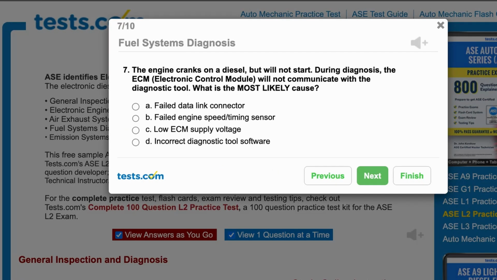Fuel systems diagnosis. The engine cranks on a diesel but will not start. During diagnosis, the ECM, or electronic control module, will not communicate with the diagnostic tool. What is the most likely cause? A. Failed data link connector. B. Failed engine speed and/or timing sensor. C. Low ECM supply voltage. D. Incorrect diagnostic tool software.